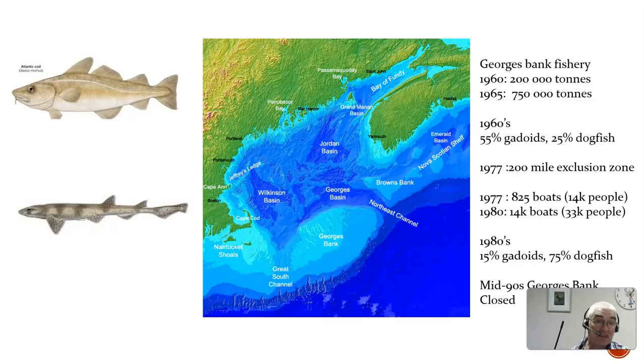But basically, this was a very, very successful fishery, producing hundreds of thousands of tons of fish. Most of the fish being caught was cod, a gadoid, Gadus morhua, and they were also catching 25% dogfish. They weren't really interested in dogfish. You'll see that advertised in fish and chip shops sometimes as rock salmon. It's basically a small shark. But they weren't interested in that at the time. They were mostly interested in cod.